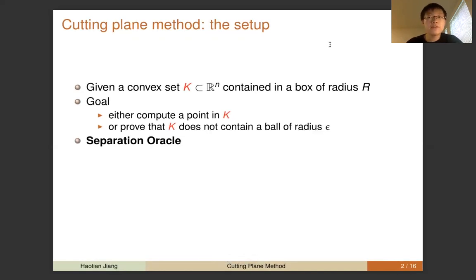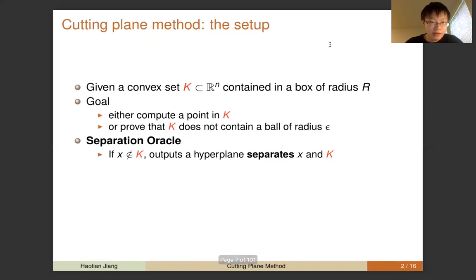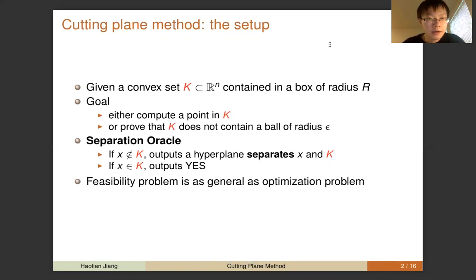The information of K given to us is via the following separation oracle. In particular, when we query the separation oracle with a point x in R^n, if x does not belong to the convex set K, the oracle outputs a hyperplane that separates x and K. We'll be a little bit more careful about what separate means in the next slide. And if x belongs to K, then the oracle would output yes. In this case, we're done. So this is basically the feasibility problem. While it looks simple, standard reduction shows that the feasibility problem is as general as the optimization problem.